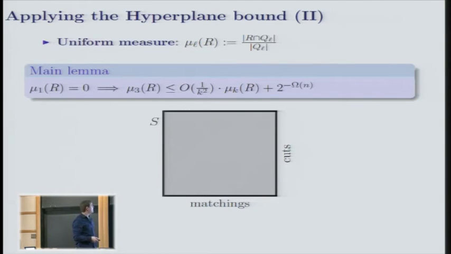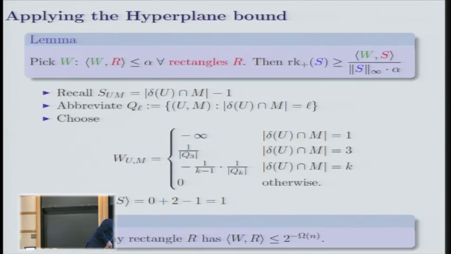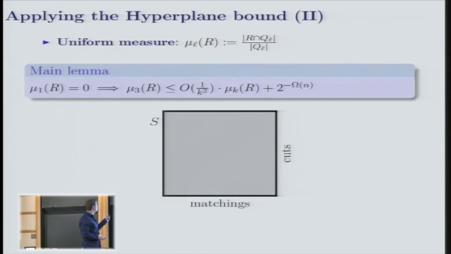And actually, I can rephrase this lemma in the following way. Whenever you have a rectangle and you don't have any pair U, M that shares only one edge, then you can show that the fraction of entries in the rectangle where you share 3 edges is much less than the fraction where you share k edges. And this decreases by a quadratic factor in k, and then there is some exponentially small error term.